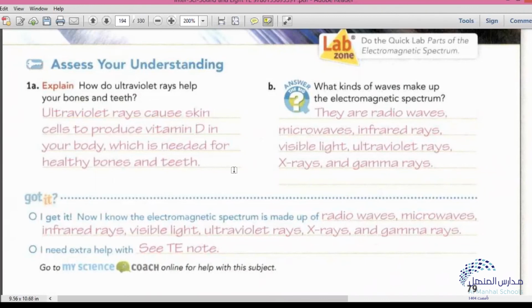What kinds of waves make up the electromagnetic spectrum? There are radio waves, microwaves, infrared rays, visible light, ultraviolet rays, X-rays, and gamma rays. The electromagnetic spectrum is made up of these, in sequence, in the right arrangement.